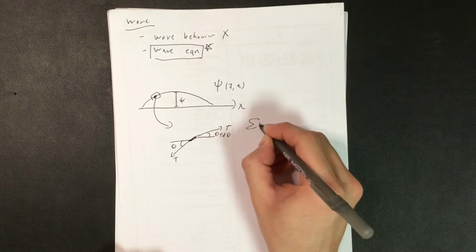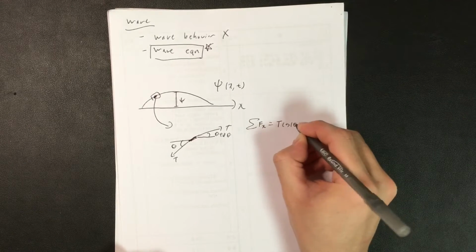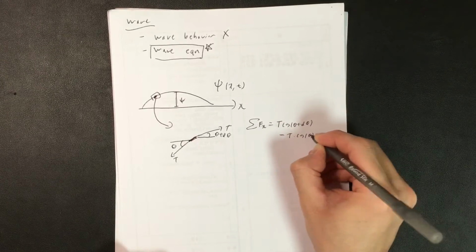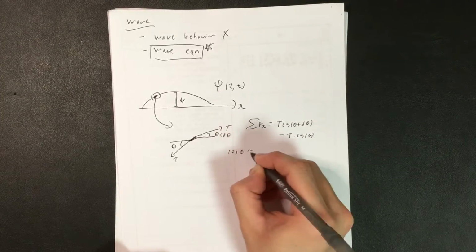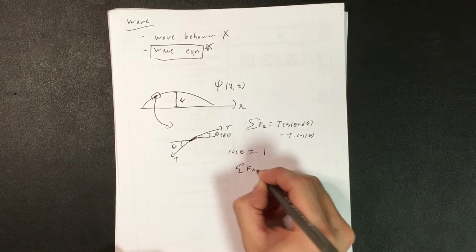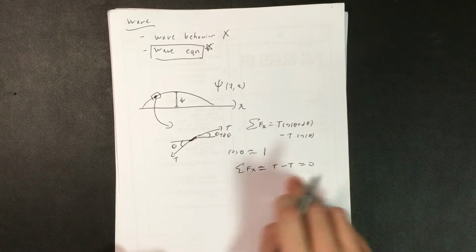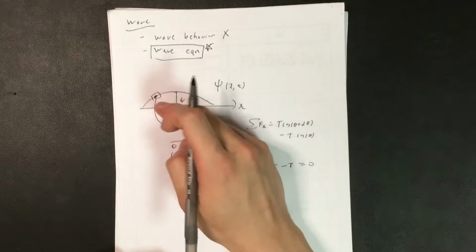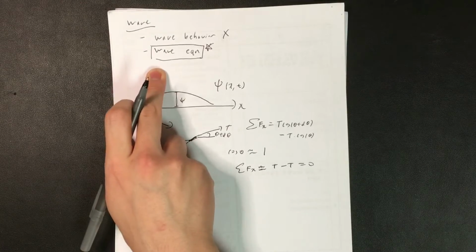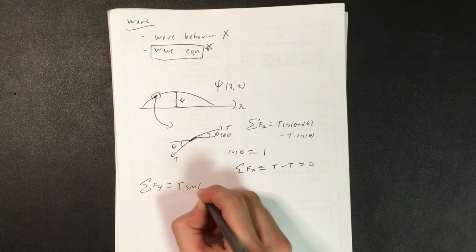Applying Newton's law, the summation of the force along the x direction equals T times cosine of theta plus d theta minus T times cosine of theta. Now remember that cosine of theta is approximated as 1 in Taylor series, and therefore the summation of the force in the x direction is roughly T minus T, which equals 0. This is why in a wave, the wave particles aren't actually moving horizontally, but instead they're just oscillating up and down in vertical motion.